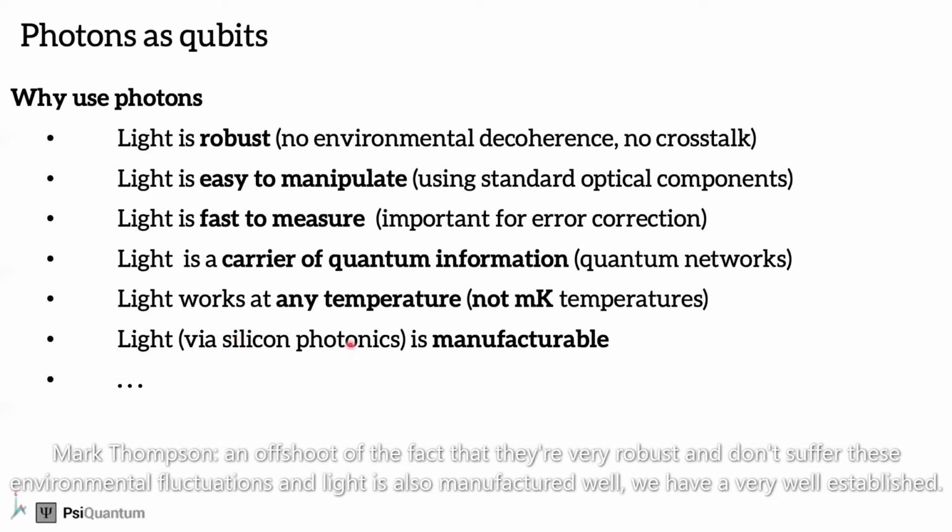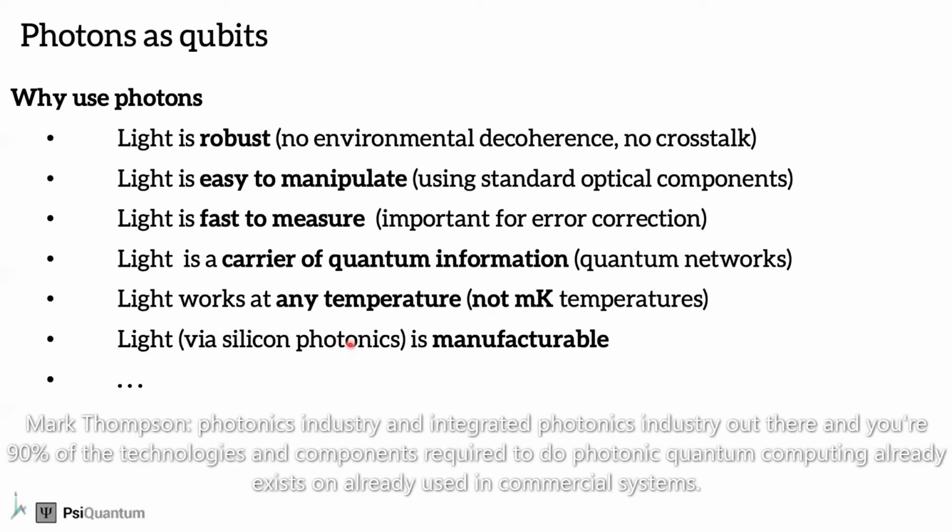And light is also manufacturable. We have a very well-established photonics industry and integrated photonics industry out there, and 90% of the technologies and components required to do photonic quantum computing already exist and are already used in commercial systems.